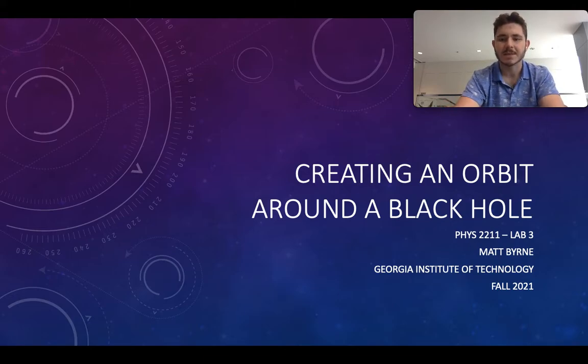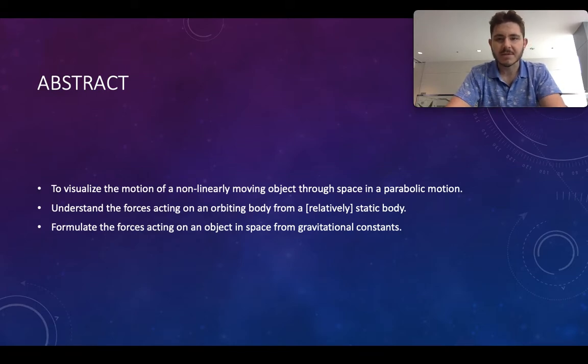So the purpose of this lab was to visualize the motion of a nonlinear object moving through space in a parabolic or elliptical motion, in this instance with a non-contact force. Obviously this force is gravity throughout space. It's about understanding forces acting on an orbiting body with a relative static body. Obviously, the black hole can be orbiting something else, but in this instance we're calling it static for the purpose of the simplicity of this lab of origin.